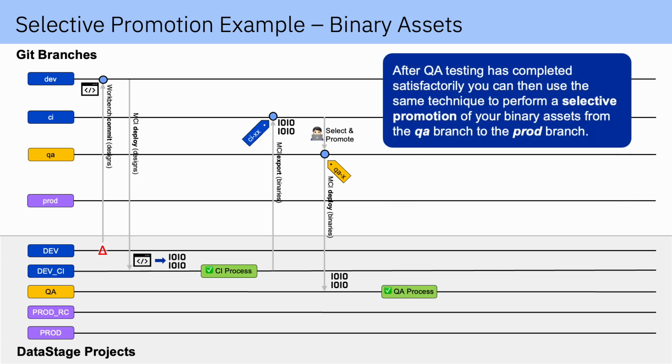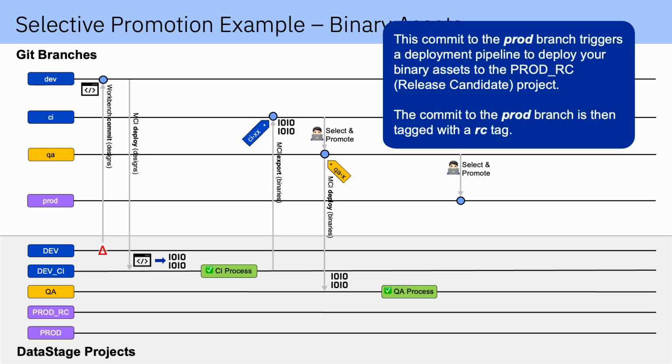After QA testing has completed satisfactorily, you can then use the same technique to perform a selective promotion of your binary assets from the QA branch to the prod branch. This commit to the prod branch triggers a deployment pipeline to deploy your binary assets to the prod RC release candidate project. The commit to the prod branch is then tagged with an RC tag.